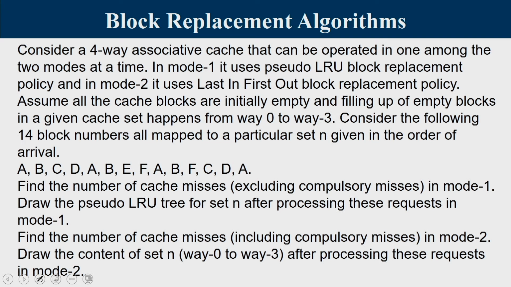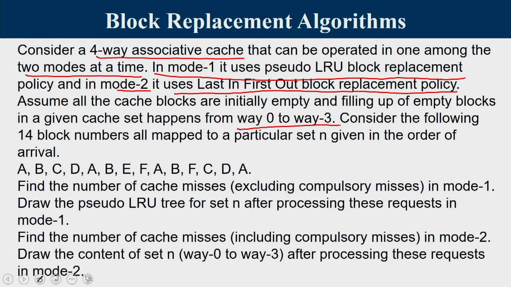Now, we move on to block replacement algorithms. Consider a 4-way associative cache that is operated in 2 modes. In mode 1, it uses the pseudo LRU block replacement policy, and in mode 2, it uses the last in first out block replacement policy. Assume that all the cache blocks are initially empty and filling up of empty blocks in a given cache set happens from way 0 to way 3. So, whenever a cache block is empty, you always fill way 0 first, followed by way 1, way 2, way 3 like that.